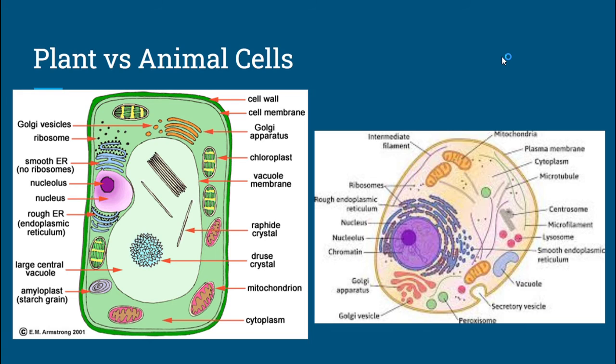Another difference is that animal cells contain centrioles, and these centrioles are going to be really useful for cellular division, but plant cells do not have these. And another obvious difference between plant and animal cells is that plant cells do have chloroplasts, which are going to allow them to undergo photosynthesis, but animal cells do not. This is why animal cells must rely on other means to find energy.